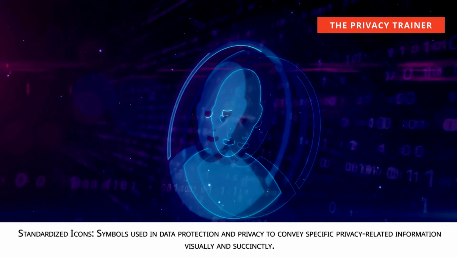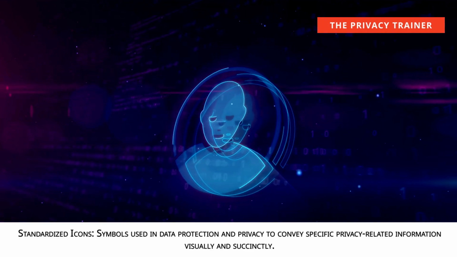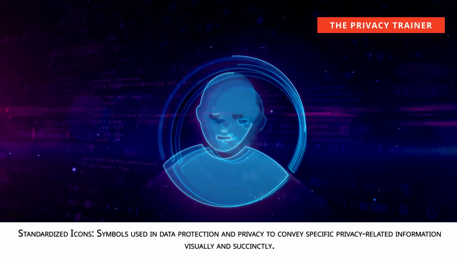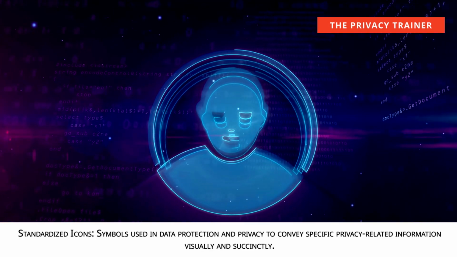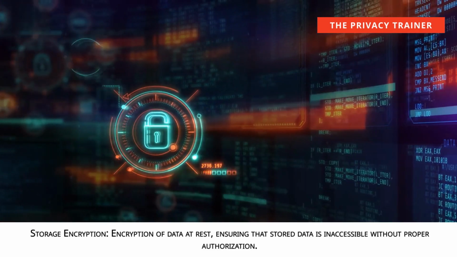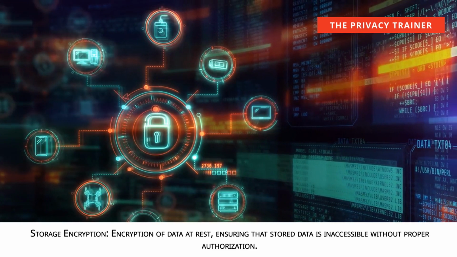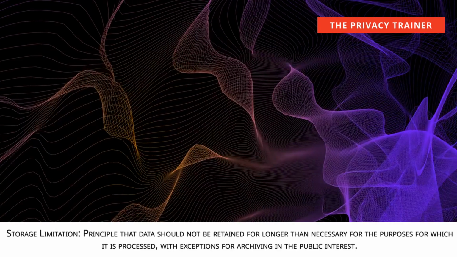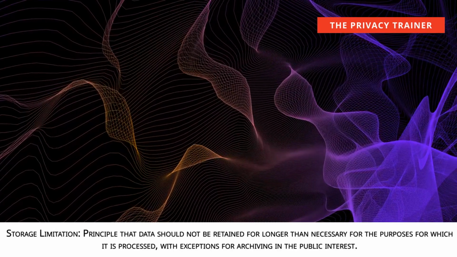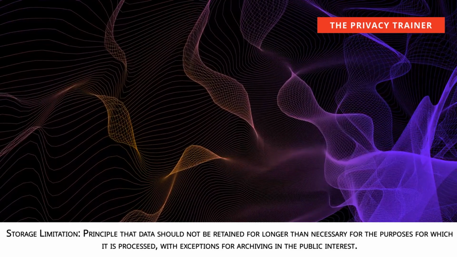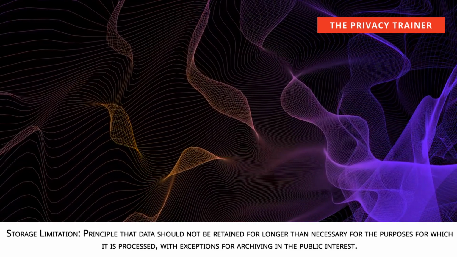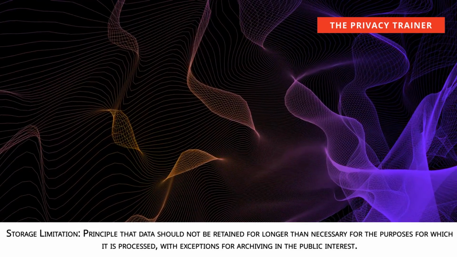Standardized icons. Symbols used in data protection and privacy to convey specific privacy-related information visually and succinctly. Storage encryption. Encryption of data at rest, ensuring that stored data is inaccessible without proper authorization. Storage limitation. Principle that data should not be retained for longer than necessary for the purposes for which it is processed, with exceptions for archiving in the public interest.